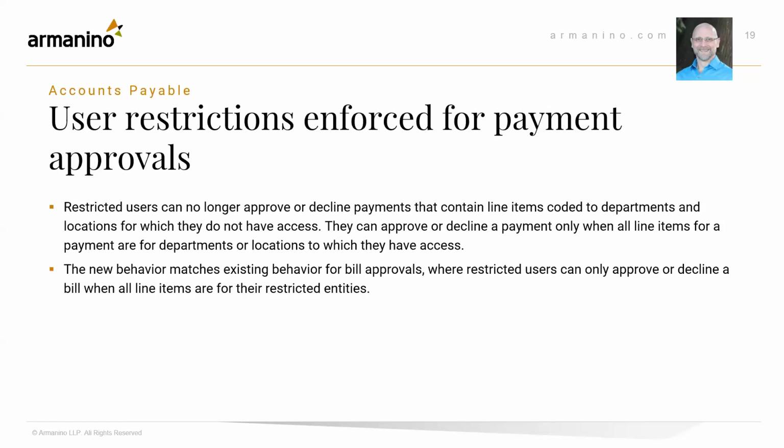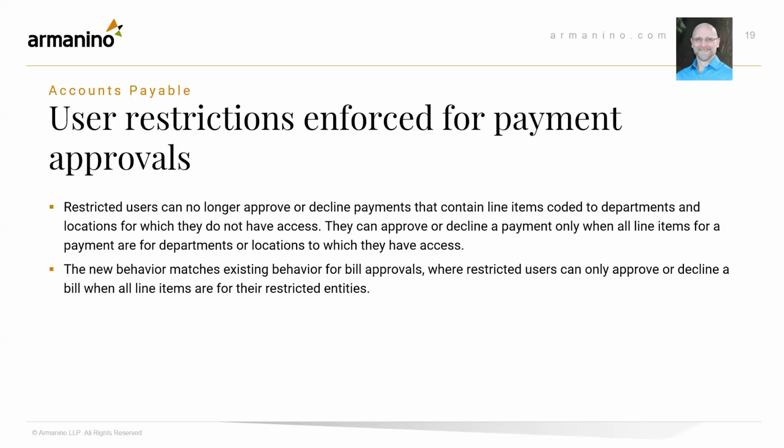Other news in the AP world, user restrictions enforced for payment approvals. Restricted users can no longer approve or decline payments that contain line items coded to departments and locations for which they do not have access. They can approve or decline a payment only when all line items for a payment are for departments or locations to which they have access.